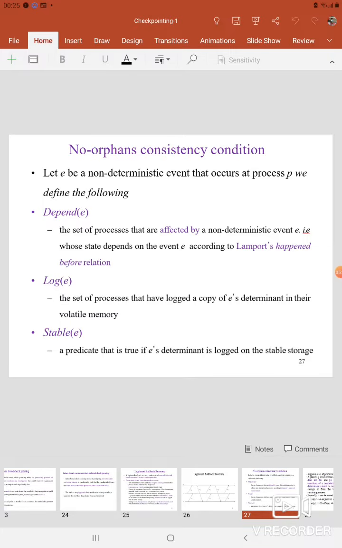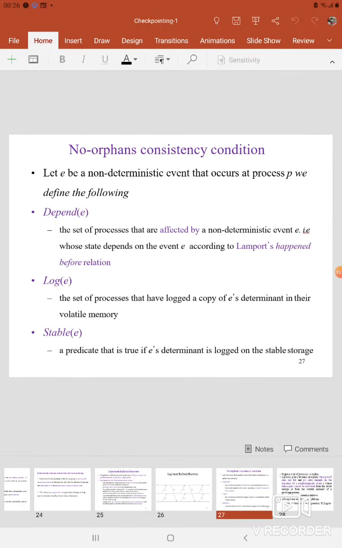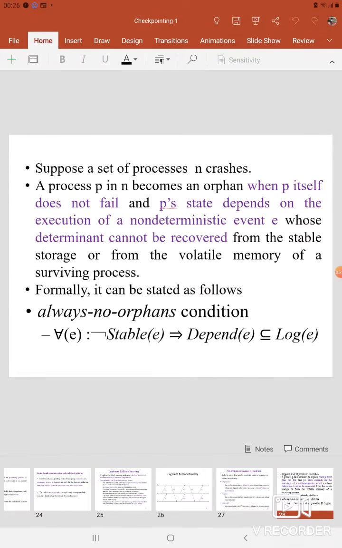And Stable(E) is a predicate. It is a true or false condition. It is true if E's determinant is logged on the stable storage. It is false if we fail to log the determinant of E in stable storage. So these are the three things we need to find out the no-orphans consistency condition.